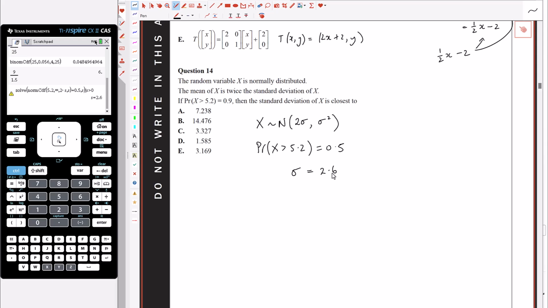What have I done? Mean of x is twice the standard deviation of x. I did that the right way around, didn't I? Oh, sorry, it doesn't equal 0.5, it equals 0.9. Okay, so let's fix that.